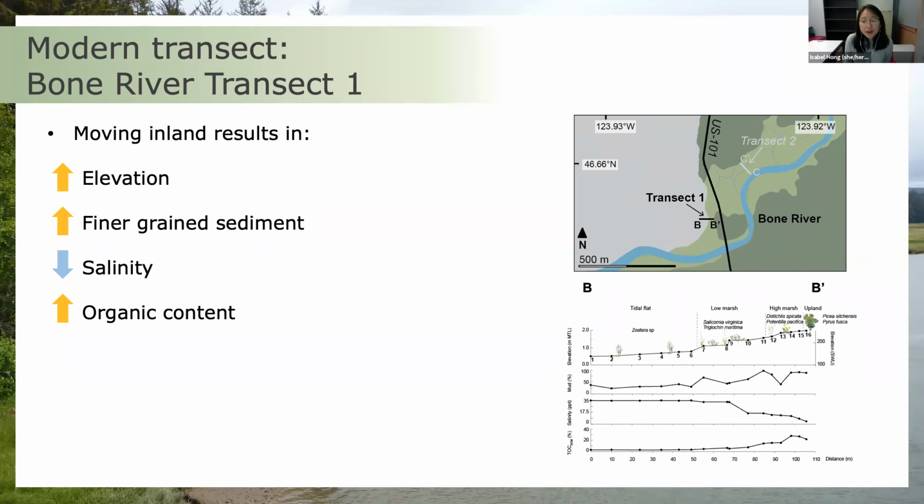Below the elevation profile, I have plotted for you results of the grain size analysis, here shown as a percentage of mud, as opposed to coarser grain materials such as sand. And what we find there is that as we continue inland, the percentage of mud-grained sediments increased. Conversely, as we moved inland, we found that salinity decreased. And as we moved inland, we found that organic content in the form of total organic carbon tended to increase as we moved inland.